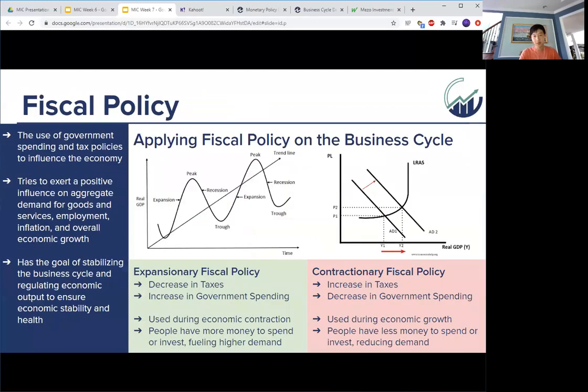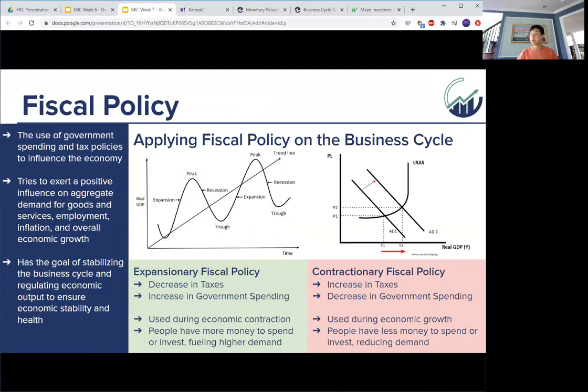So fiscal policy is essentially the use of government spending and tax policies to influence the economy. It tries to exert a positive influence on aggregate demand for goods and services, employment, inflation, and overall economic growth. All those health indicators that we talked about earlier.